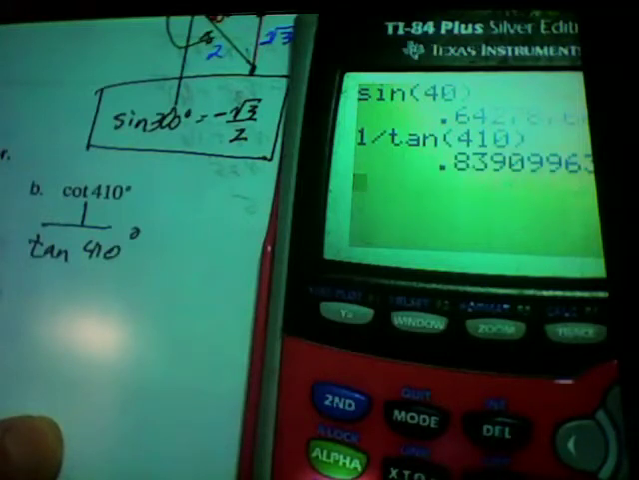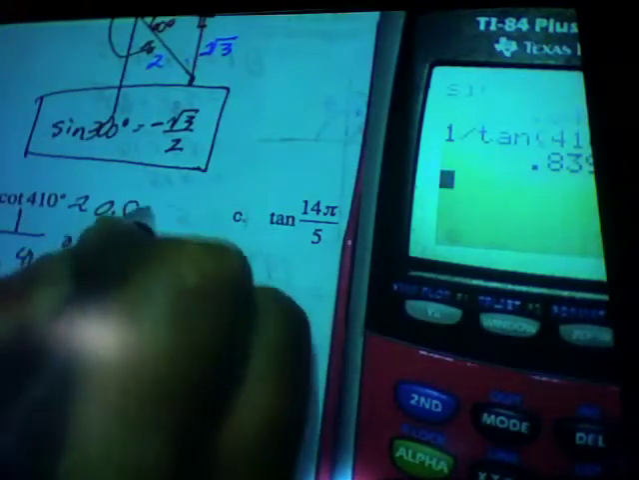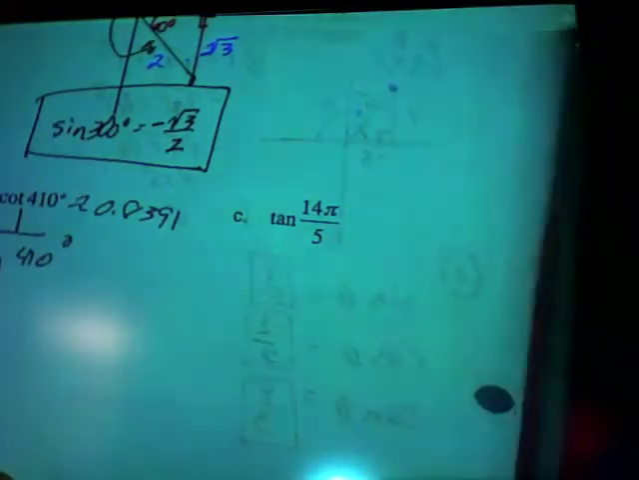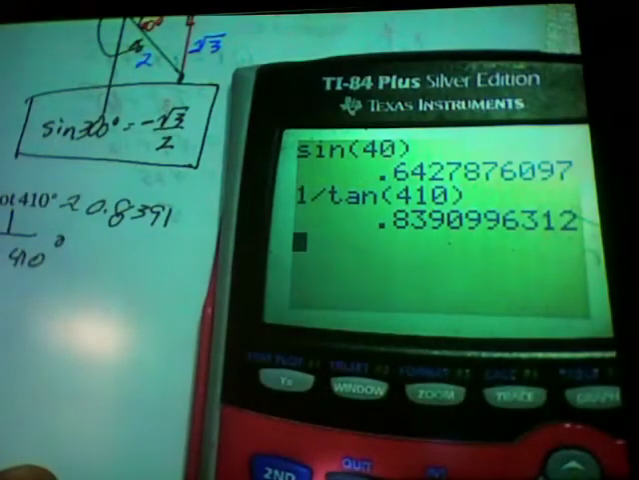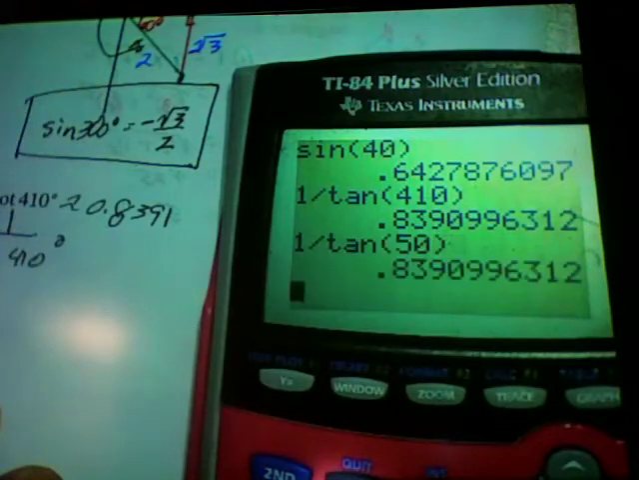What'd you get? 0.8391. I want you to try something. What would also be 0.8391? Try it: 1 divided by the tangent of 50. Huh. Why? They're coterminal, aren't they? And wouldn't 50 degrees be my reference angle? We've been using a lot of reference angles without the calculator, right? So a reference angle can get you the same value also.